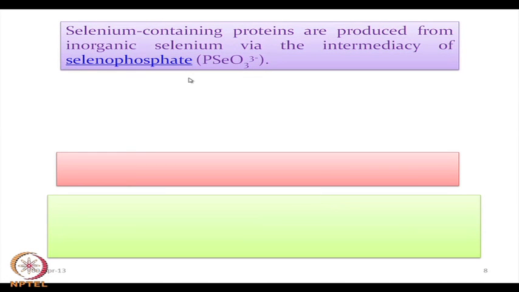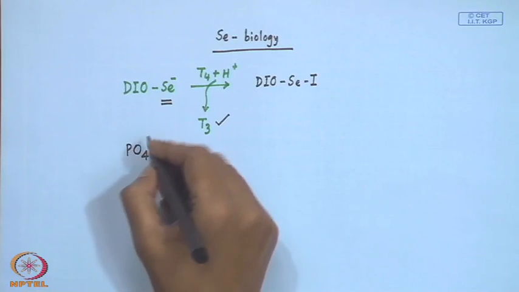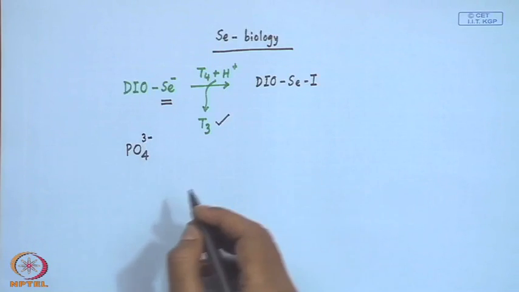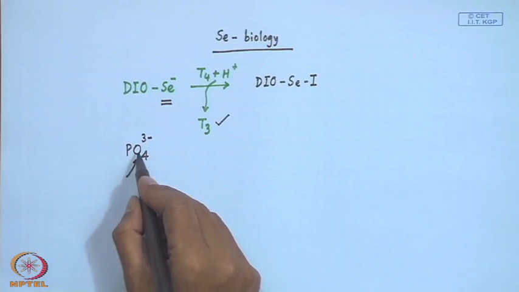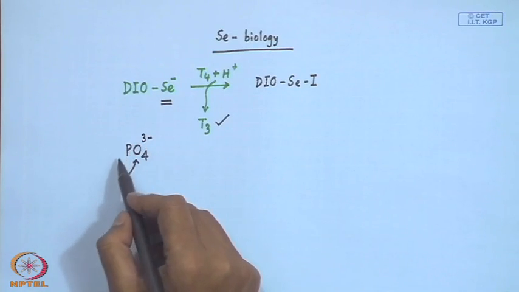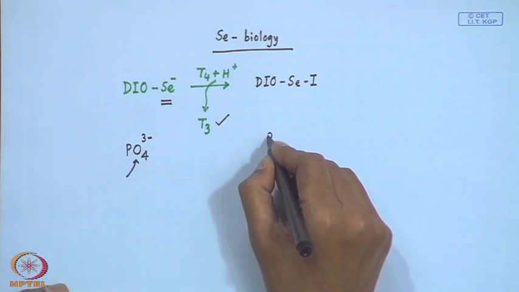So, selenium-containing proteins can also be produced from inorganic selenium salts, like that of sulfur-bearing salts, through the involvement of selenophosphate. So, we see that we have the phosphate group, which is PO4 3 minus, and if we are able to substitute one oxygen by sulfur, we get the corresponding thiophosphate groups for the inorganic one also.